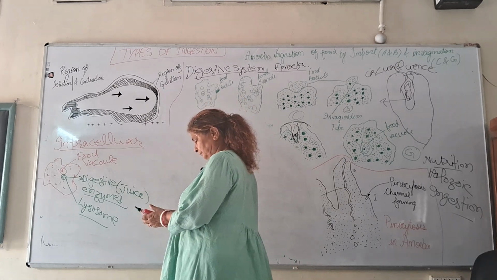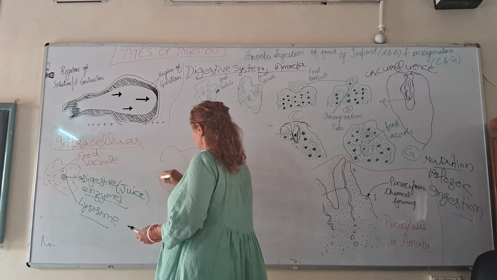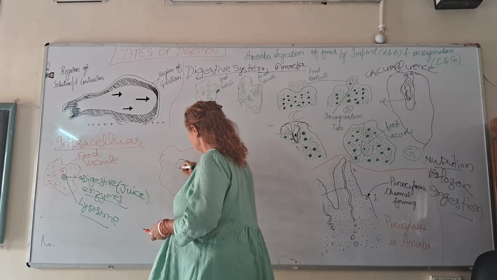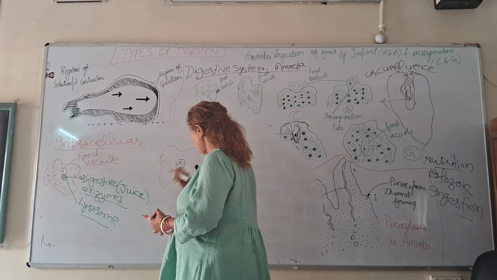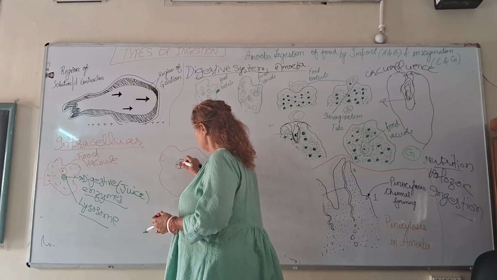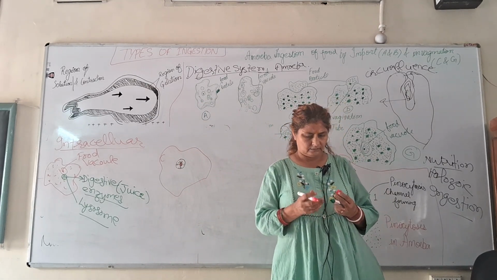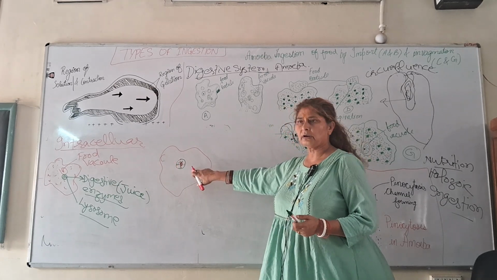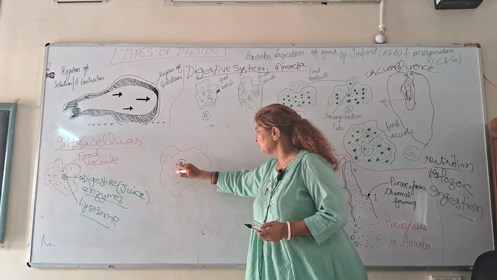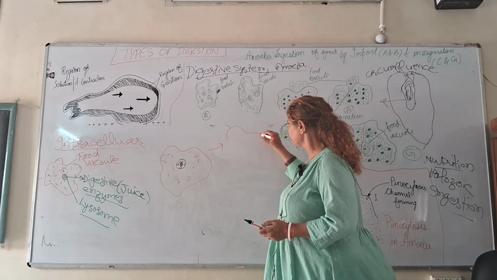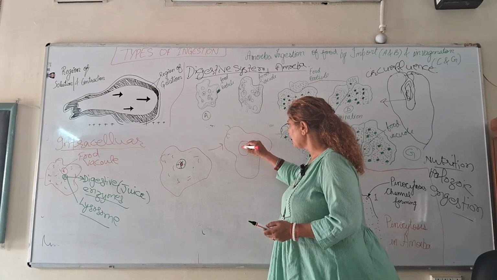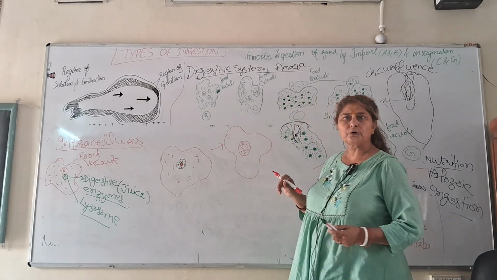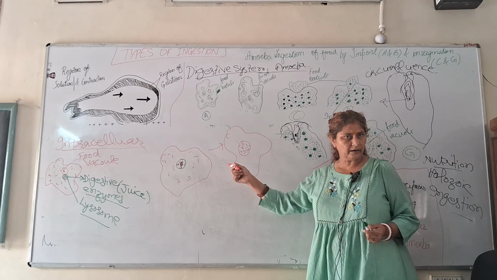In the next step, they become one. Okay? Understood? The lysosome and food vacuole are attached with each other. In the next step, it starts digesting the food. This food is now broken into liquid form or simple form.